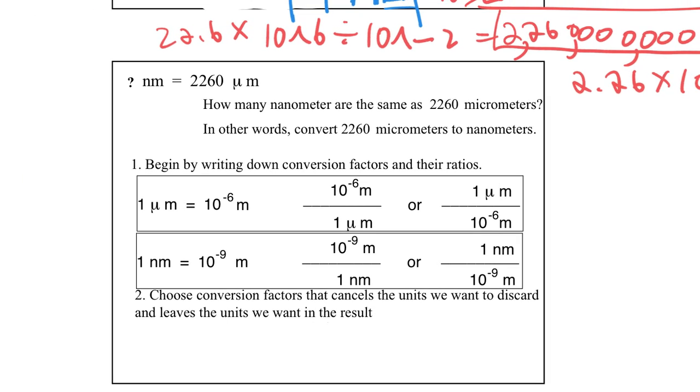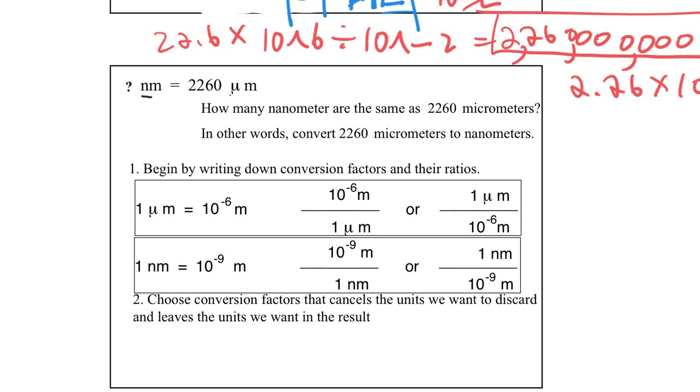Okay, in this next problem, we're going prefix to prefix. So basically, you start with your known term, then we'll go to the basic unit, and then we'll go to the other prefix unit. So this funny sign is micro, 10 to the negative 6. You can look this up on your table that I just showed you before. Nano stands for 10 to the negative 9.